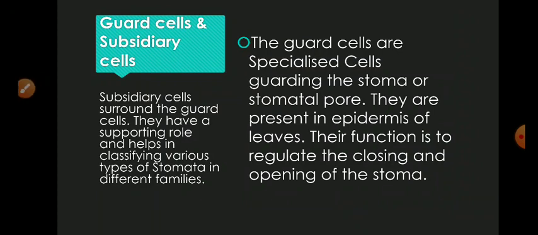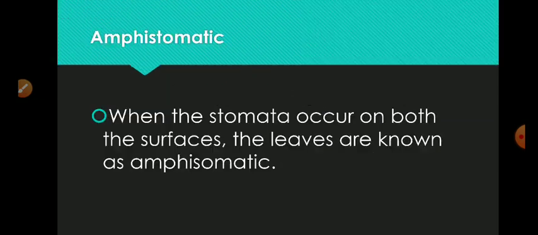So guard cells are specialized epidermal cells that are surrounding or guarding the stomatal pore, and subsidiary cells are guiding the guard cells. They are surrounding the guard cells, and it also helps in classifying. There are various types of stomata we will study in this video, and on the basis of subsidiary cell particularly, we are going to classify them.